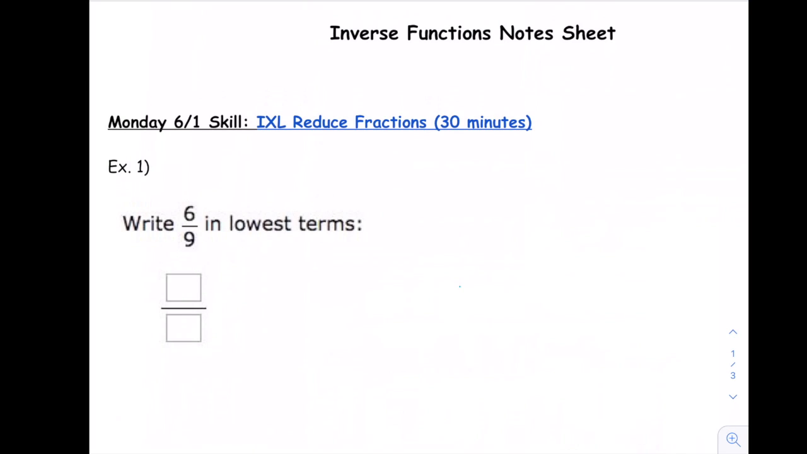So let's go through some examples you'll see in IXL. On Tuesday, we're going to be actually finding that inverse function, and in order to do that, we need to remember some of our algebra skills for equations and also how to reduce fractions if we need to. So on Monday, you're going to be practicing just reducing fractions, so writing a fraction in lowest terms. In order to do that, remember that we want to divide the highest number that we can from both the top and bottom of the fraction.